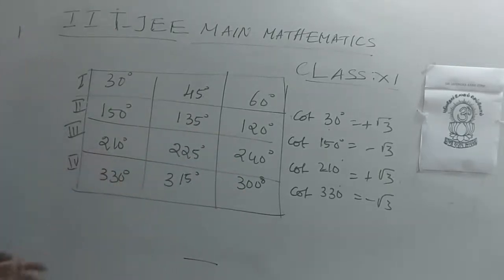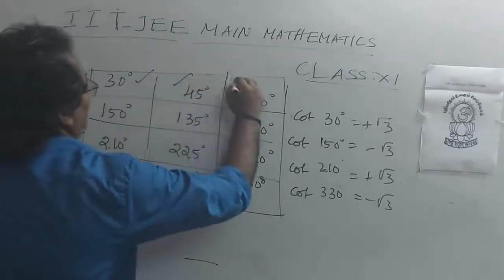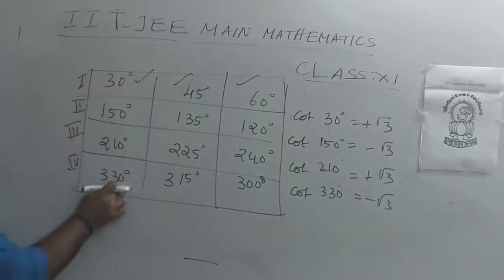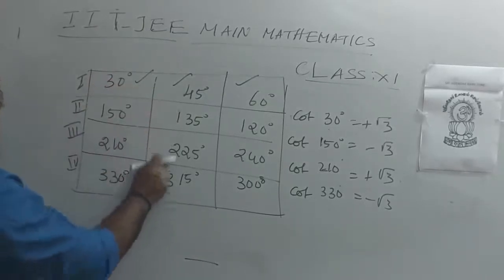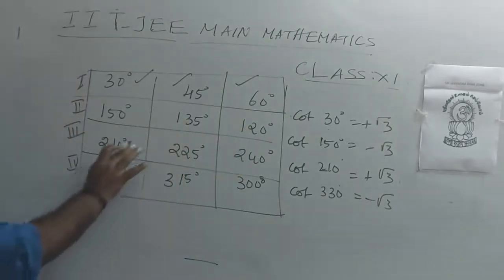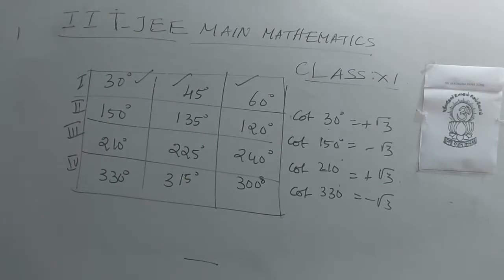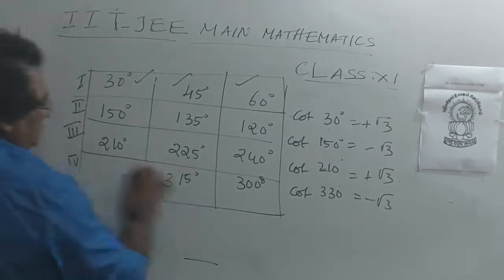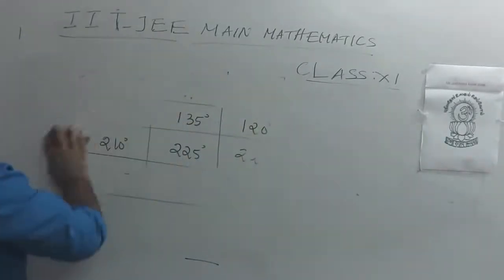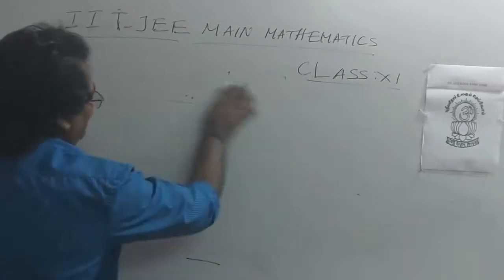If you remember these values of these results and list of angles, these are related to 30 degree. These angles are related to 45 degree. These angles are related to 60 degree. If you remember this shortcut method, we can do this sum without taking much time. Without calculation, you can tell the answer for all.